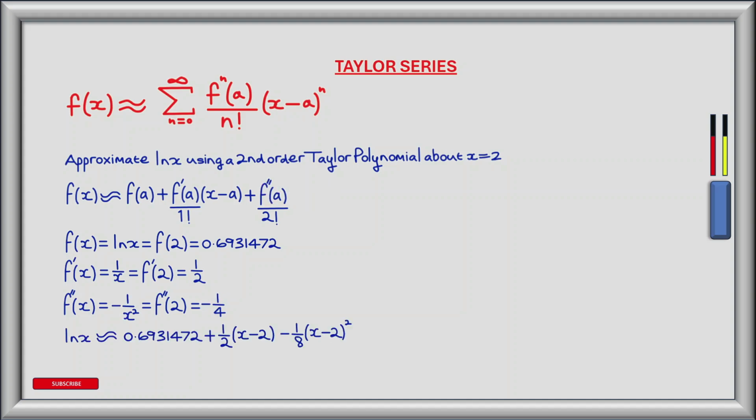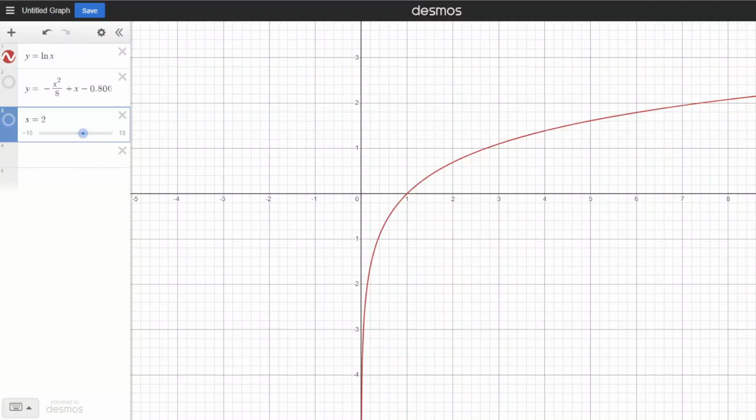Now if we plug all these values back into our second order Taylor series approximation, we get the log of x is approximately 0.6931472 plus a half times x minus 2 minus 1/8 times x minus 2 all squared. And expanding this out, we get our quadratic approximation to be minus x squared over 8 plus x minus 0.8068528. Here's the graph of log x in red.